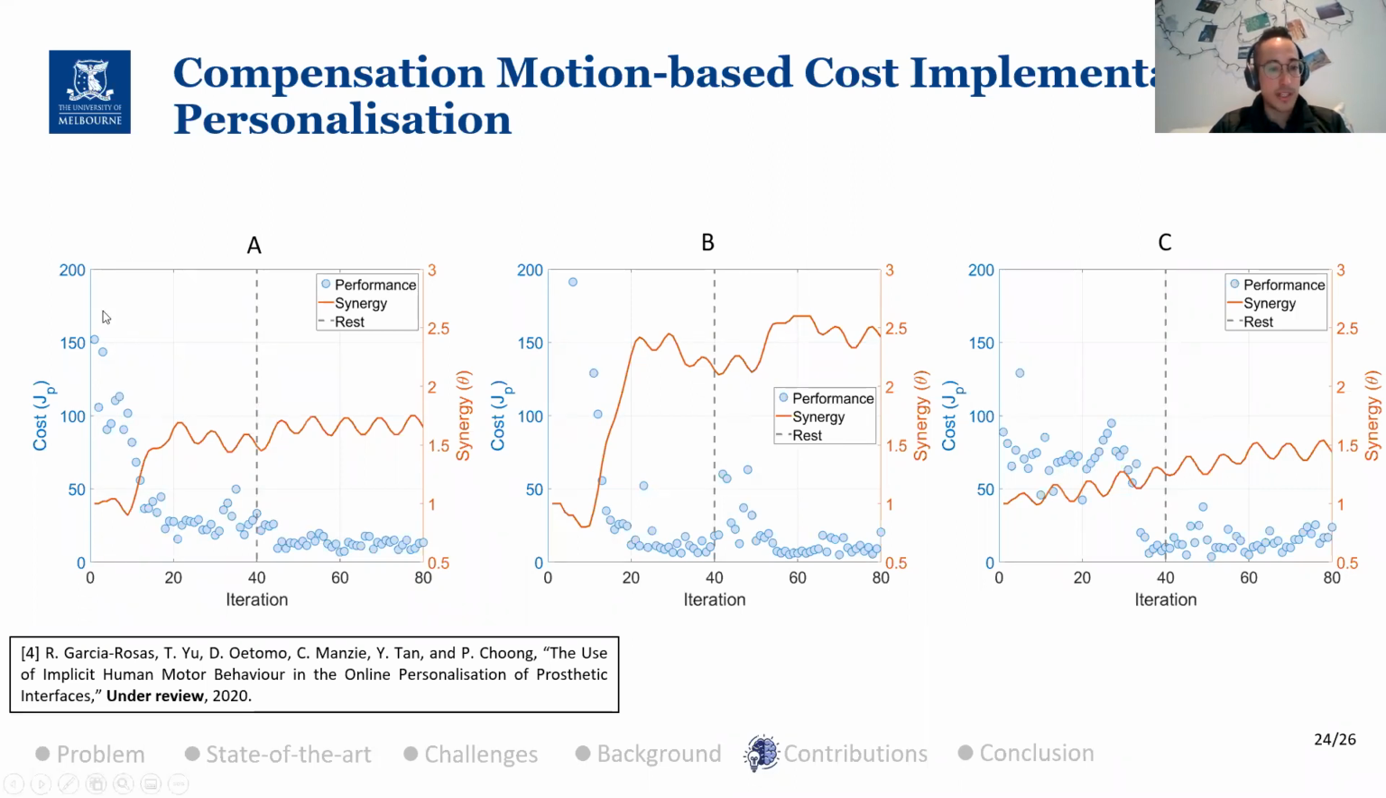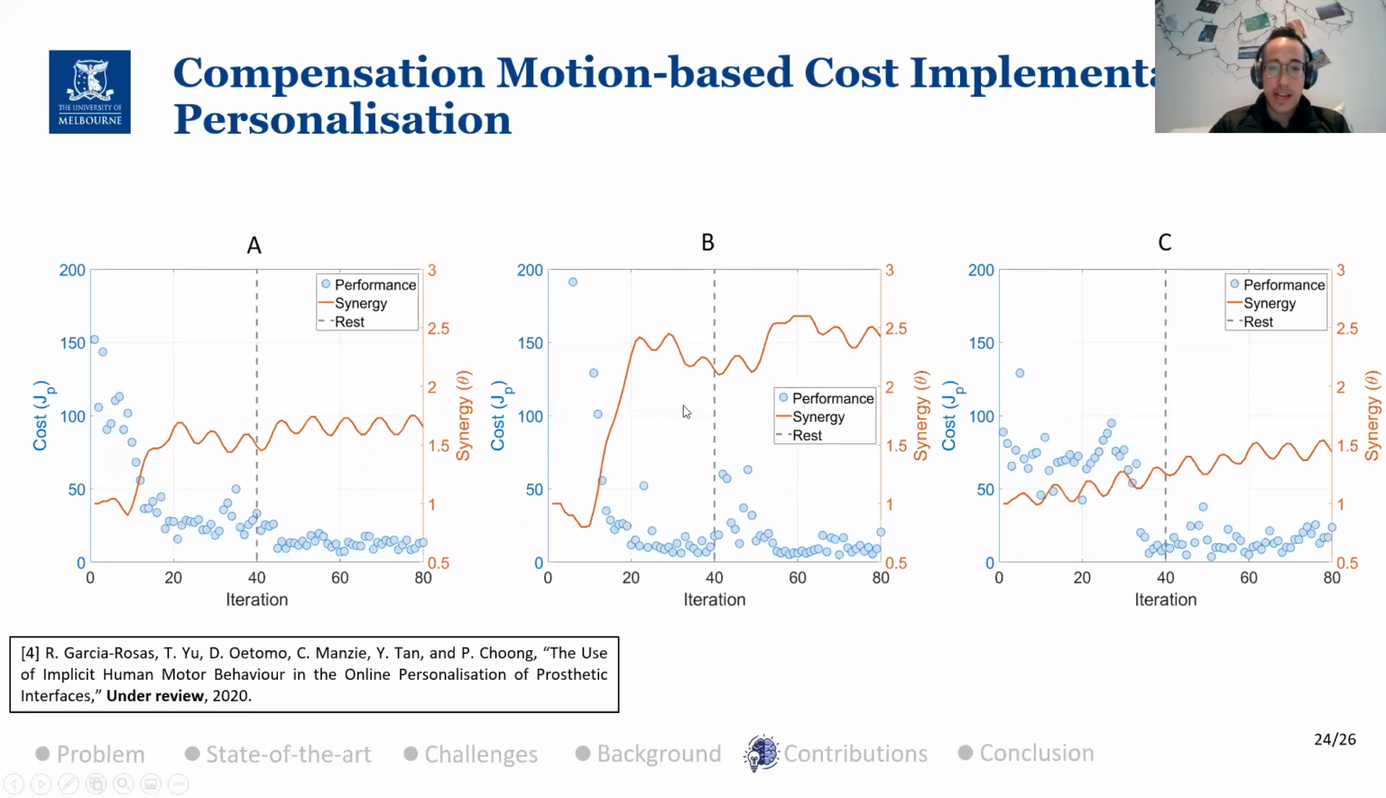And if we see how the algorithm behaves really well in terms of the cost function being reduced, minimized, and then the synergy value converging quite fairly quickly and staying at a fairly constant value.